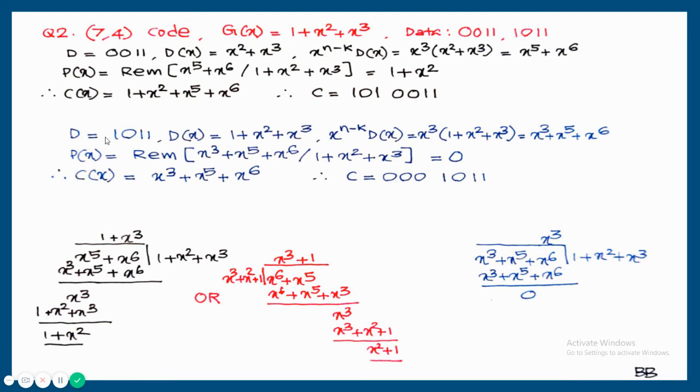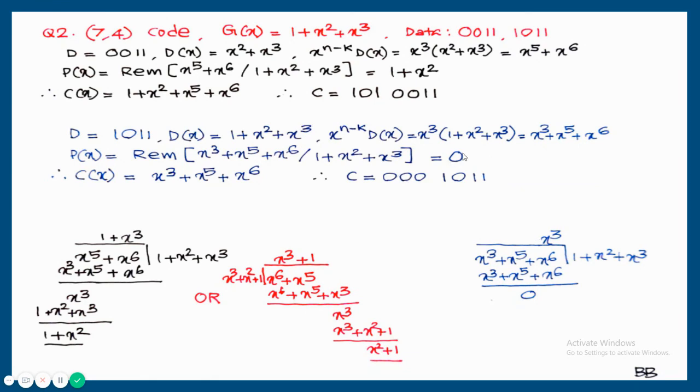Next data sequence is 1, 0, 1, 1. Polynomial is 1 plus x square plus x cube multiplied with x raised to n minus k. Answer is x cube plus x raised to 5 plus x raised to 6. Now we want to find out p of x. For that, I am doing the division. x cube plus x raised to 5 plus x raised to 6 divided by 1 plus x square plus x cube. Quotient: x cube into x cube, x raised to 6; x cube into x square, x raised to 5; x cube into 1, x cube.